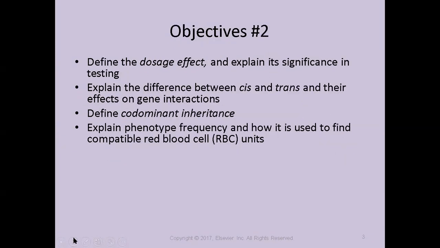Moving on to objectives number 2, we will define the dosage effect and explain its significance in testing. Explain the difference between cis and trans and their effects on gene interactions. Define codominant inheritance. And explain phenotype frequency and how it can be used to find compatible red blood cell units for a patient in need of transfusion.